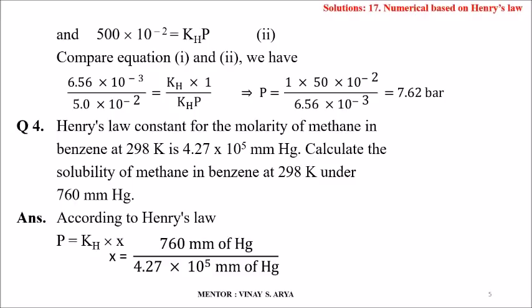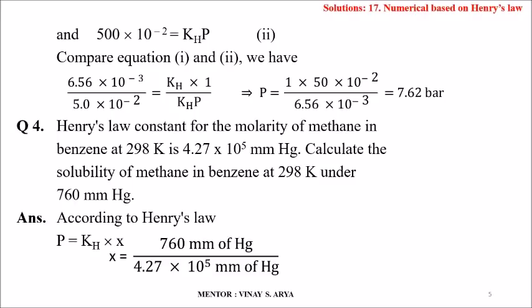So P is equal to 1 into 50 into 10 to the power minus 2 upon 6.56 into 10 to the power minus 3, which on simplification and all the calculations becomes equal to 7.62 bar. So that is the desired answer.